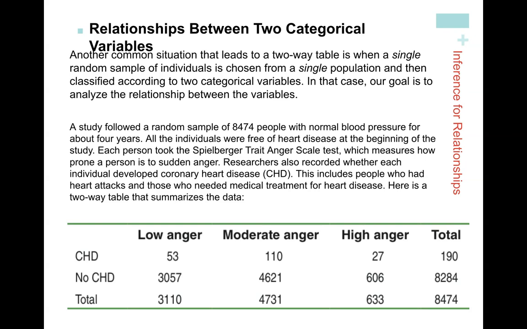All right, so a study followed a random sample of 8474 people with normal blood pressure for about 4 years. All the individuals were free of heart disease at the beginning of the study. Each person took the Spielberger Trait Anger Scale test. Interesting name, pretty cool name.